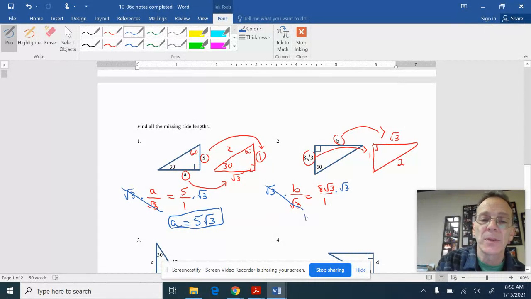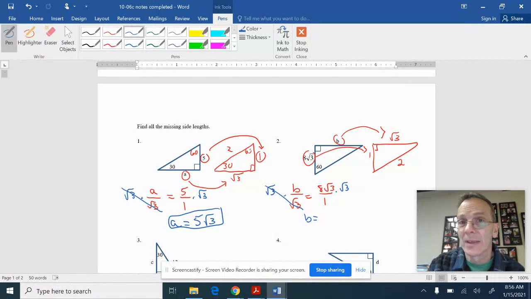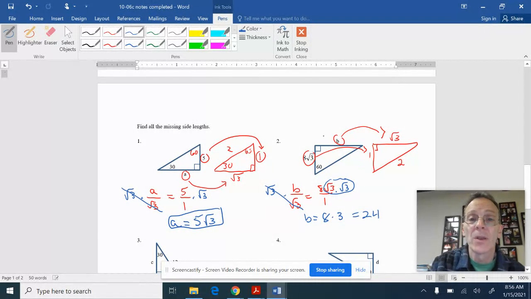That cancels out. We get B is equal to, we don't need the division by 1 again. Okay, we can just sort of discard that. We've got 8 square root of 3 times the square root of 3. Well, you've learned how to simplify that, right? We can multiply the radical 3's together first. Square root of 3 times square root of 3 is square root of 9, which is just the whole number 3. So simplifying, I've got 8 times 3, which is 24. So this B value is 24.